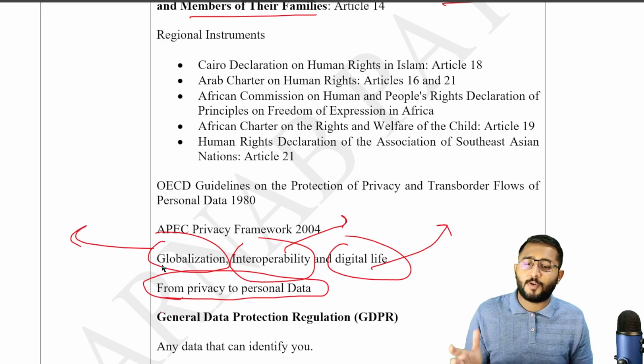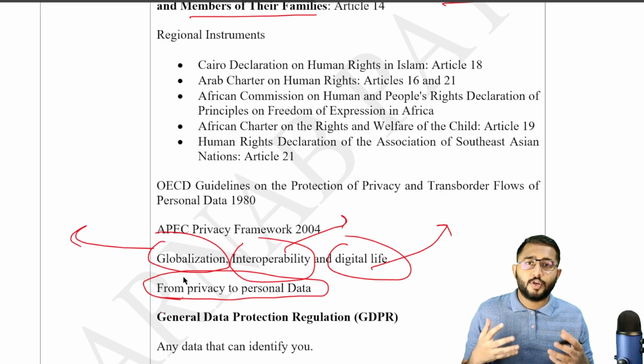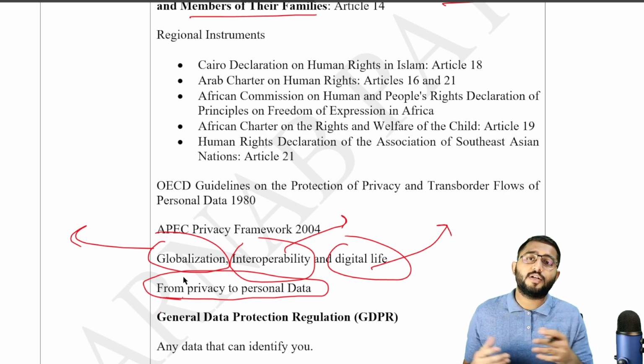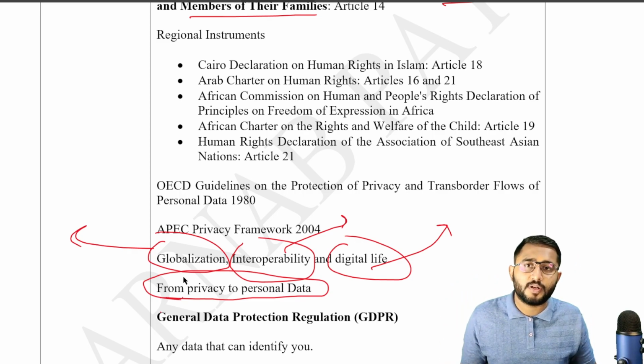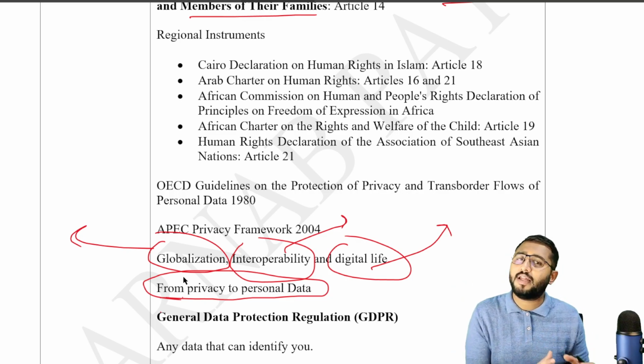Now, because of this globalization, interoperability, and digital life, what has happened is your own digital data is now being used by different companies. Now, ये जब हमारे यूनिवर्सल डिक्लेरेशन ऑफ ह्यूमन राइट्स था या ICCPR था, ये जब आए तब ये वाला डायमेंशन था ही नहीं इनके पास.